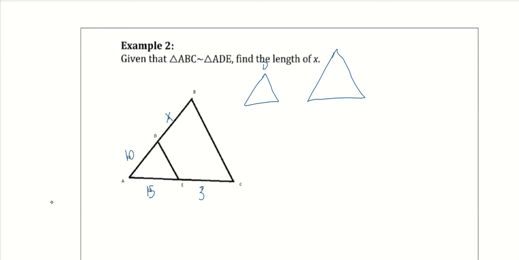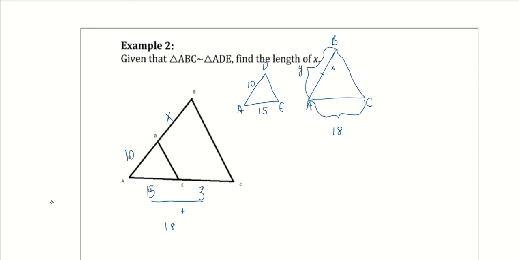For the smaller one, it was DAE, and we had 10 and 15. For the larger one, we have BAC, and we are not sure what this full length is. And we have the bottom length here is 15 plus 3, which gives us 18, so that's 18 here. We're trying to find x, which is part of this longer side here. So I'm actually going to call this y for now, because we need to find the long side first before we can find the whole thing.